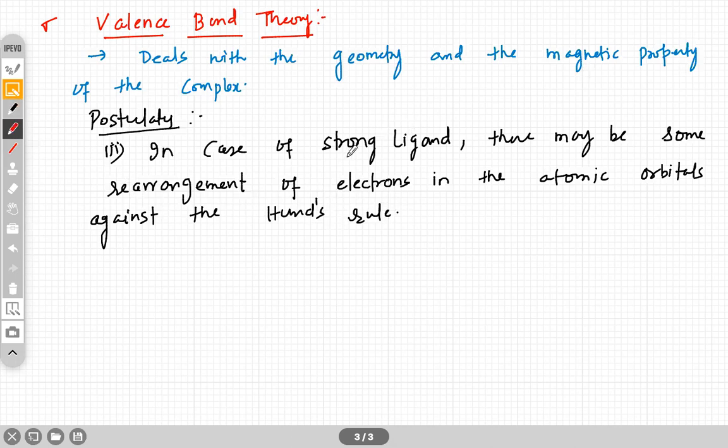One thing here, I said in case of strong ligand. So what is a strong and weak ligand? We haven't discussed that yet. We'll understand this when we do CFT, that is crystal field theory. There I will tell you how to find out. Basically, you have to memorize which ligand is strong and weak, and it's not that difficult. If you solve some questions, you will memorize it easily. But for this one, I'll let you know whether a particular ligand is weak or strong. So this is the rearrangement against Hund's rule. Next, fourth one.